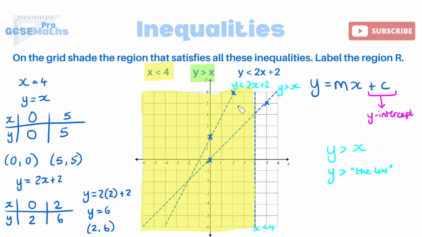So for this green one, I'm going to say the bit that satisfies that is anything above, if I can colour it in nicely, that would be great. Anything above this line, isn't it? We don't want anything below the line because y is greater than the line. So vertically above. Okay, and then just do that with the final one because it's the exact same thing.